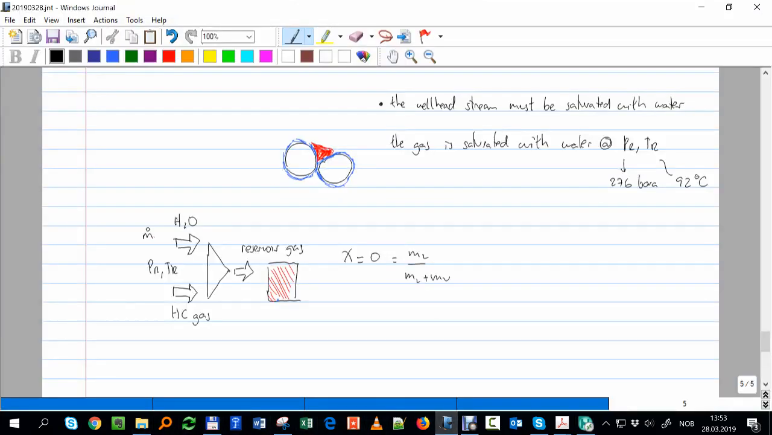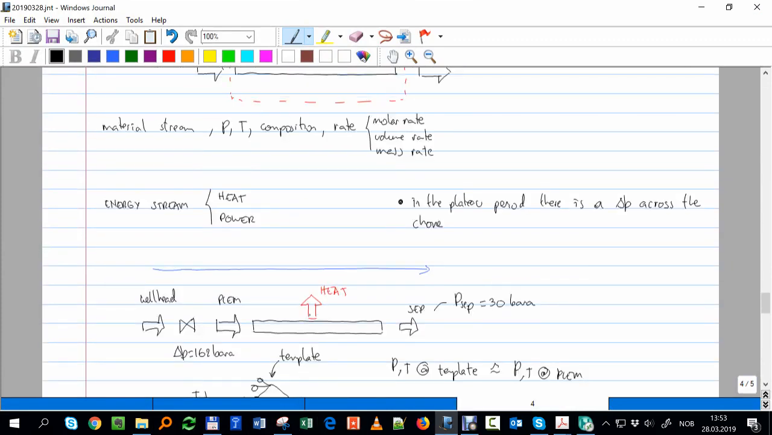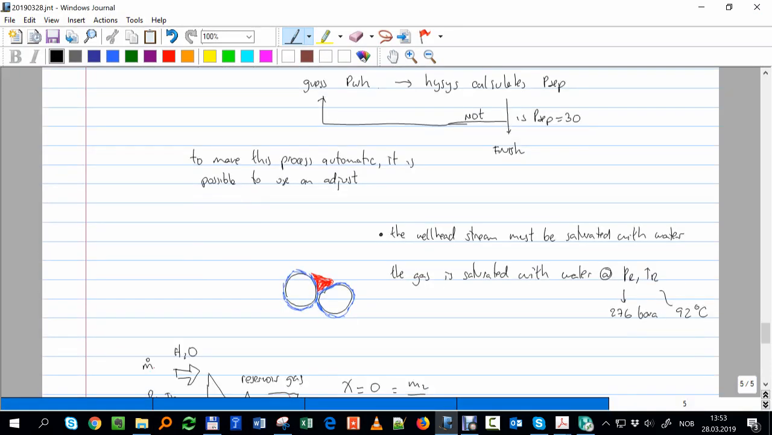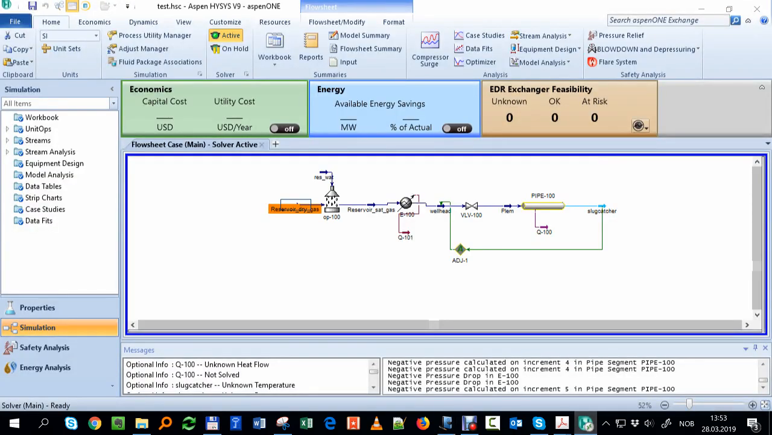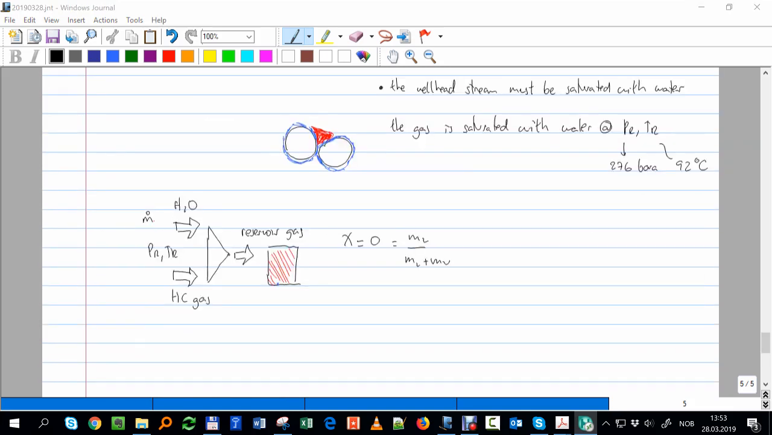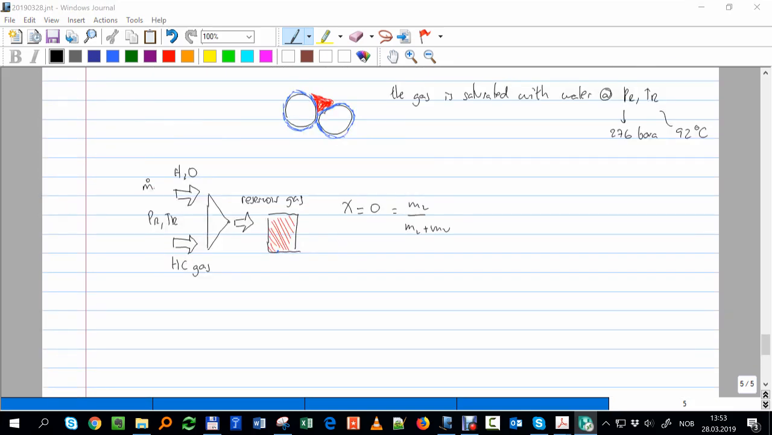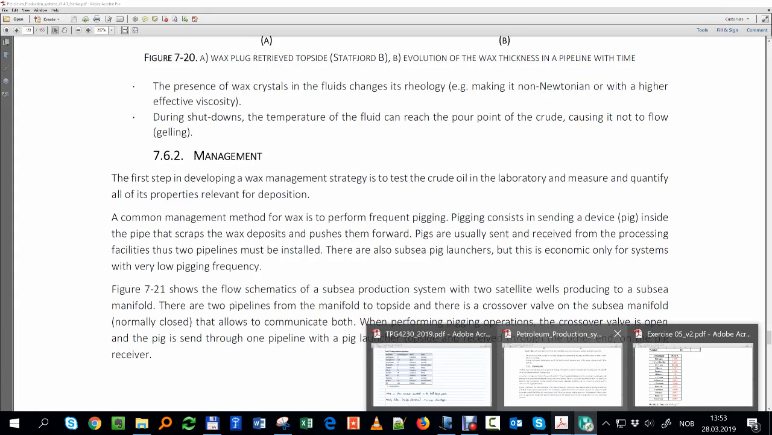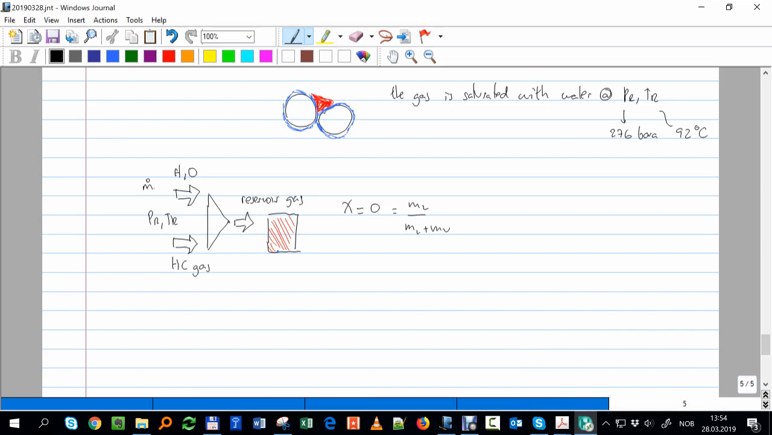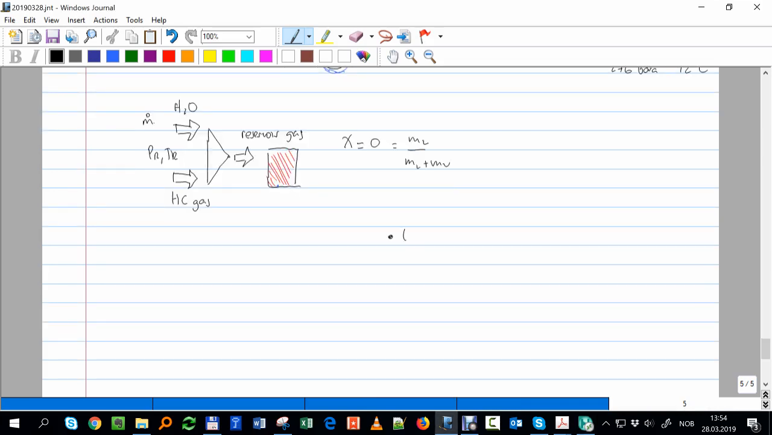So the complexities we have set here: there is a delta P across the choke. That means we have to include the choke. The next complexity is that the wellhead stream must be saturated with water. We have done that already, to get our source water. And now the third challenge is that the gas rate is measured downstream of the separator.